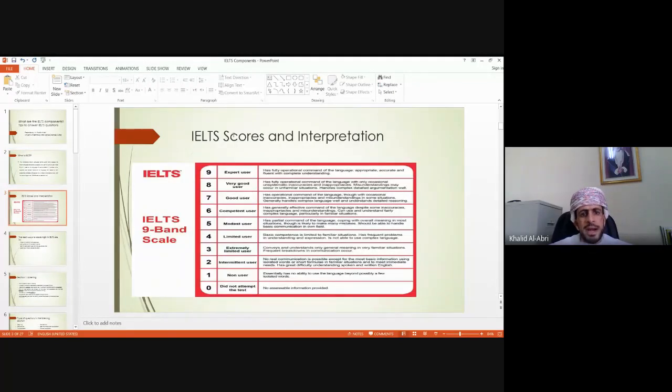So here we have the IELTS scores and interpretations. Overall, there are 9 bands in the IELTS exam. And the total score that the candidate gets describes his language proficiency level. For example, if you get, let's say, 5, so this is the description.